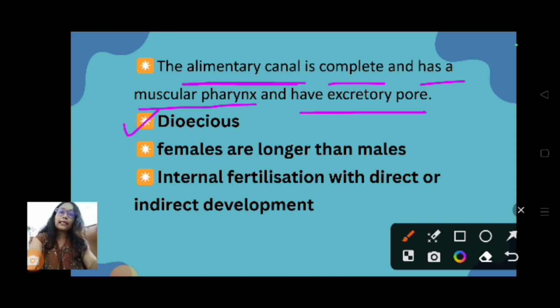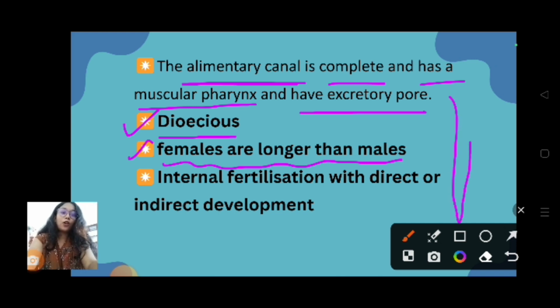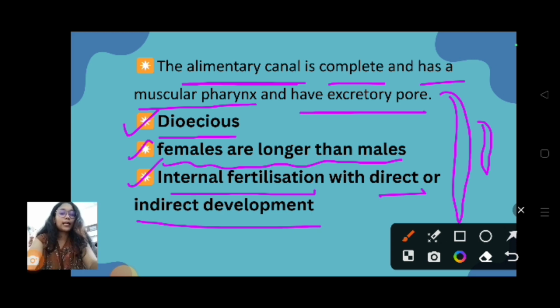The next point, it is saying they are dioecious, means sexes are separate in this case. Male and female are separate. They are having 2 different bodies. Generally, females are longer than males. Is it clear? Females are longer and males are shorter in case of Aschelminths. The next point, it is saying fertilization is internal, and there can be direct development also, indirect development also in case of Aschelminths. Is it clear?